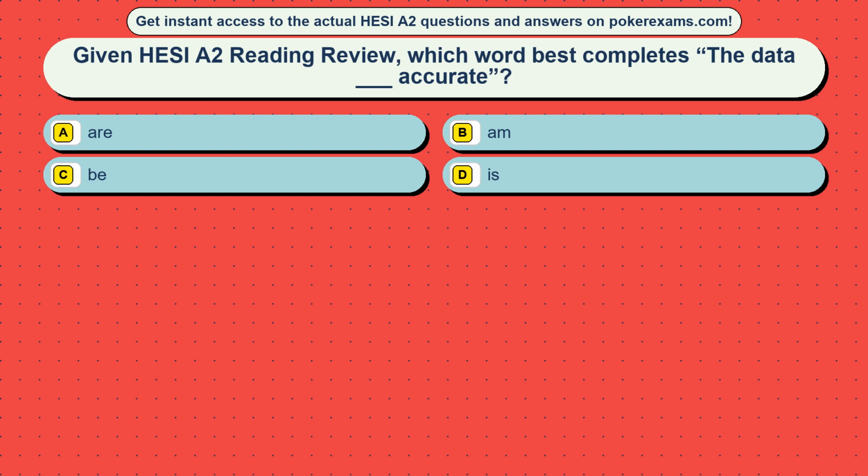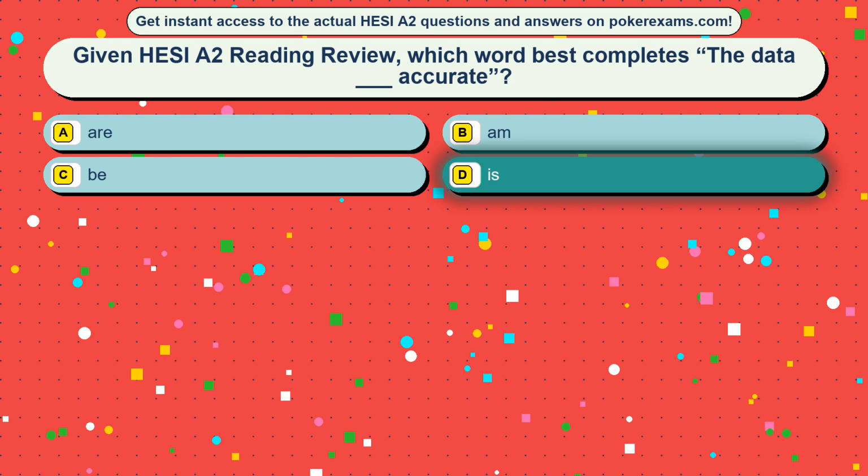Question 18. Given HESI A2 reading review, which word best completes the data blank accurate? Option A, R. Option B, dim. Option C, B. Option D, is. The correct answer is option D, is.